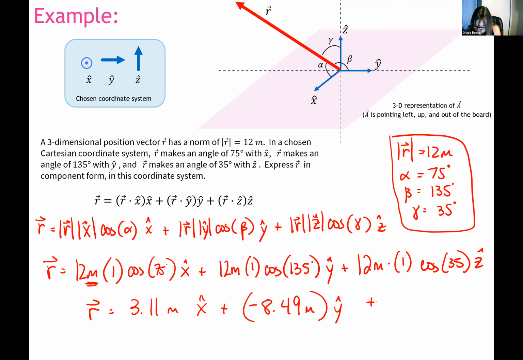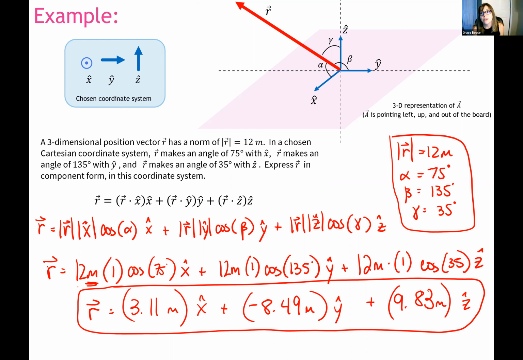plus 12 times the cosine of 35, I have as 9.83 meters z hat. All right, and so this final expression, that is vector r expressed in component form using the Cartesian coordinate system that I chose. That's all you got to do.